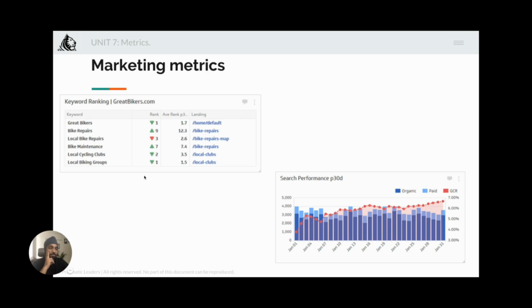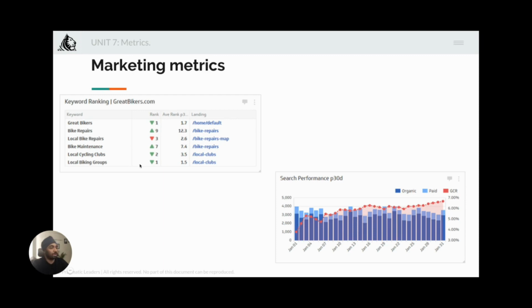Another set of marketing metrics is our keyword ranking. In the world of SEO, this is a very, very crucial metric. So for the keyword great bikers, we rank one. I mean, we're going down a little bit. The local bike repairs, we've gone down by three ranks, for example, and we need to go up.